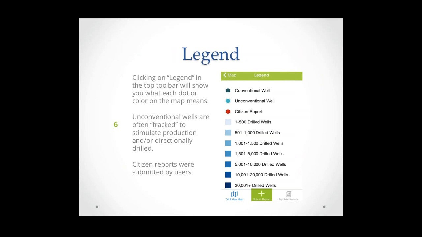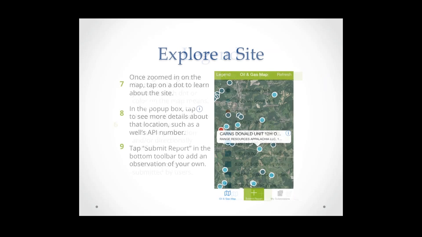So here you see what each dot or color on the map means, and you can also see that it shows user reports and both unconventional and conventional oil and gas wells. There's a lot of reasons for this, but generally a lot of times it's very hard to tell the difference between different types of conventional and unconventional wells, but we did our best. And below the legend, we explain the difference and how we made that distinction between the two types of wells. So we're going to go back to the oil and gas map. We're going to explore a particular site more closely.